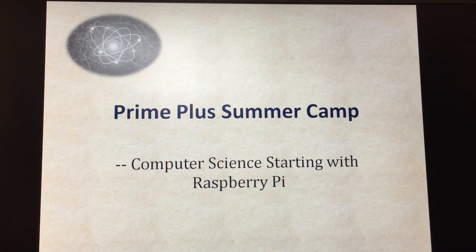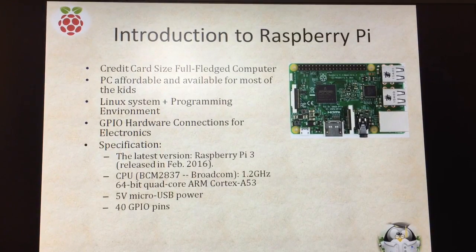So this project is for the summer camp project to teach kids about computer science with the Raspberry Pi. The Raspberry Pi itself is a credit card sized, full-fledged computer. It is designed so that every kid can have a computer, so it's very cheap and very small.